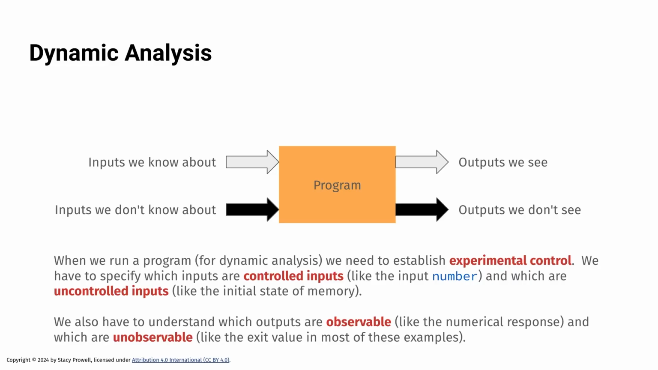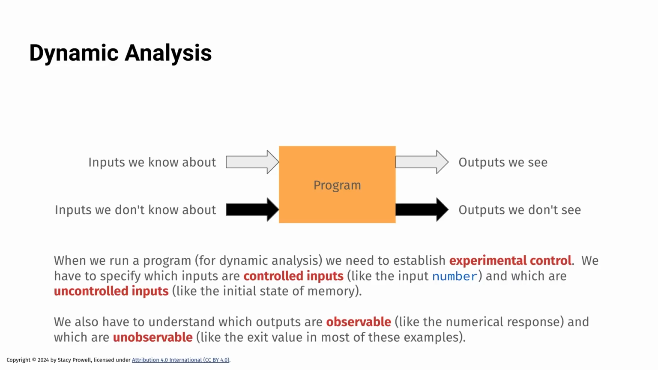When we run a program for dynamic analysis, we have to establish experimental control. We need to be able to say, these are the inputs I can control, like the input number, and these are the inputs that I cannot control, like the initial state of memory. I also need to understand which outputs are observable, like that response that we see coming back. And it would be great to know which are unobservable, and in most of these, there was an exit value, but we didn't see it. We just looked for it in that one case, but otherwise we didn't bother to look for it.